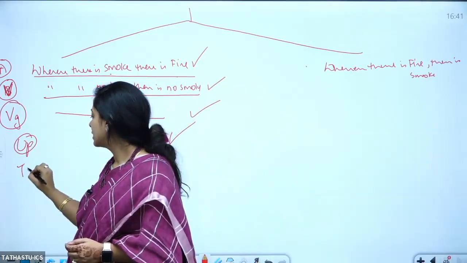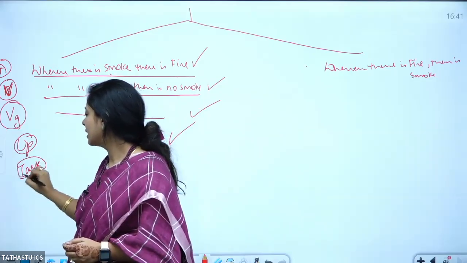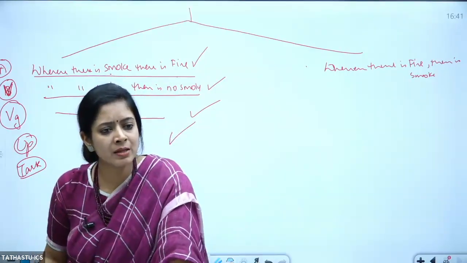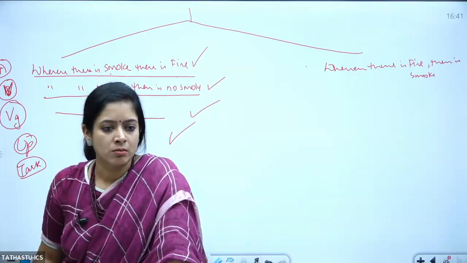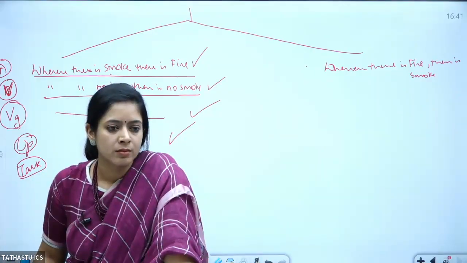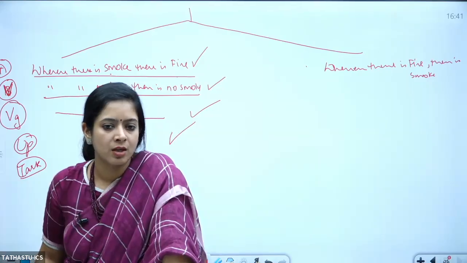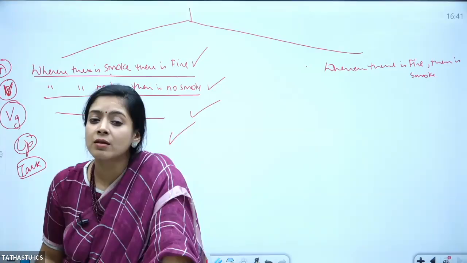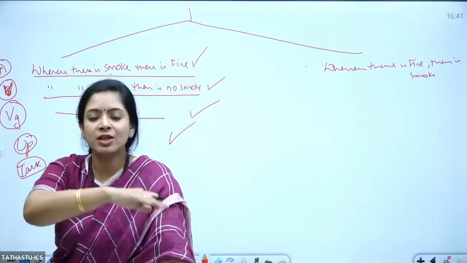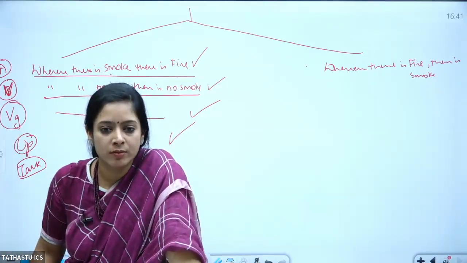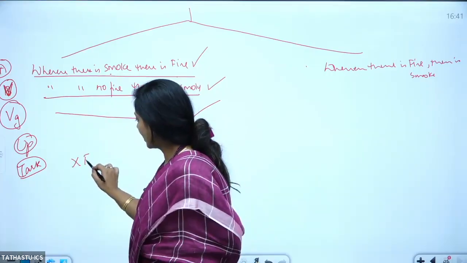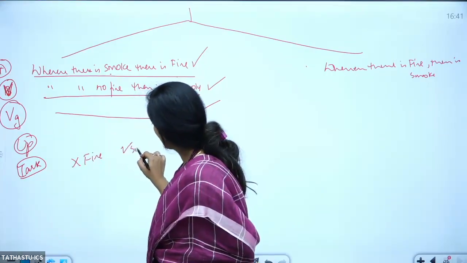Then fifth is tark. Tark means reasoning. Let us deny it. Let us deny means there is no fire. Sorry, एक सेकेंड रुको. तर्क के अंदर there is no fire but there is smoke. Is it possible? There is no fire but there is smoke.